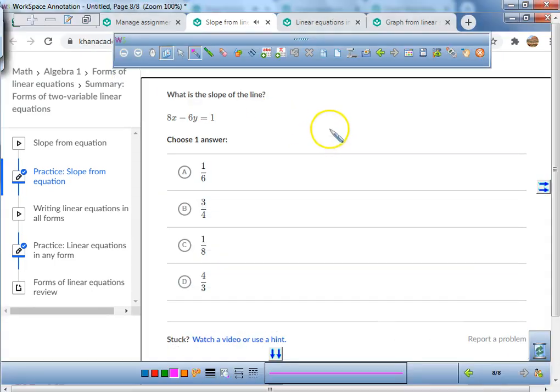What form is this in, guys? What form is this in?